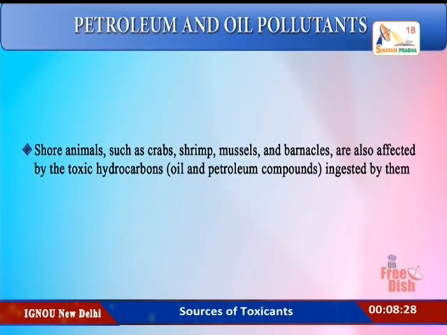This especially, you would have seen the reports in the newspapers and also among the animal conservationists and the animal ethics committee. They have seen that the shore animals are affected, not only the bigger higher mammals like the dolphins, but even the smaller animals and the mussels, those belonging to the phylum Mollusca. The crabs, the shrimp, the mussels, the barnacles, all these are affected by the toxic hydrocarbons, the oil and the petroleum compounds that are ingested by them.